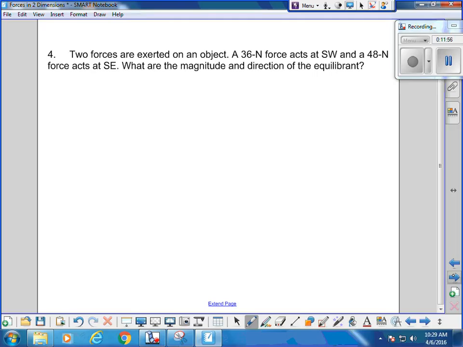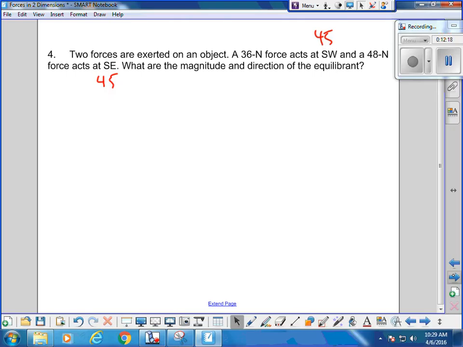There's no picture, though. Two forces are exerted on an object. A 36 Newton force acts at southwest. When it says southwest, that means exactly 45 degrees. And when it says 48 newtons at southeast, that also means exactly 45 degrees. I'll give you a few minutes to try that, and then I'll do it, and then I'll give you the rest of the time to work.